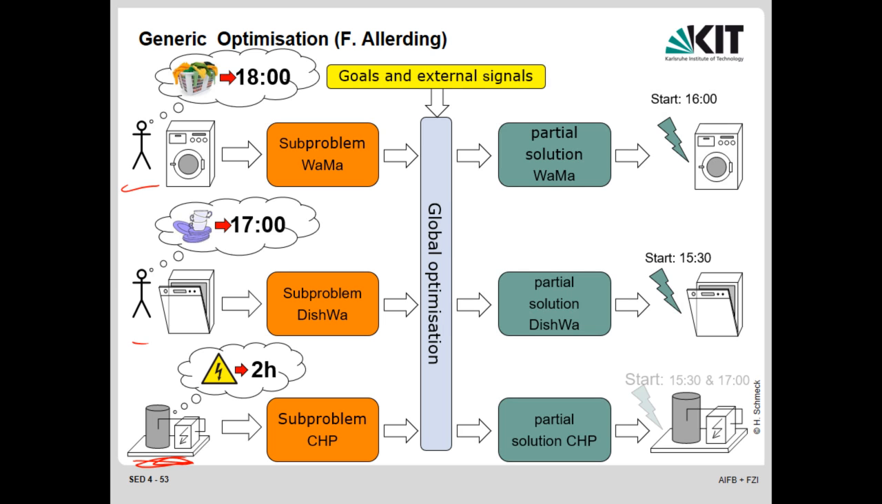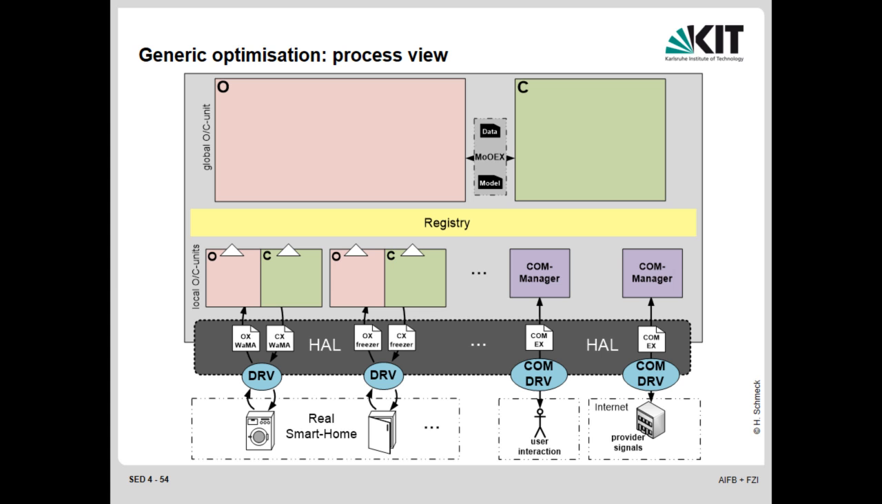We should get explicit information out of that optimizer about when we should start those devices. And the essential part is the way we do the optimization here. So we have this scenario: a basket full of laundry is put into the washing machine, and this results in an activity. This is noticed, and then this activity is translated into a sub-problem.